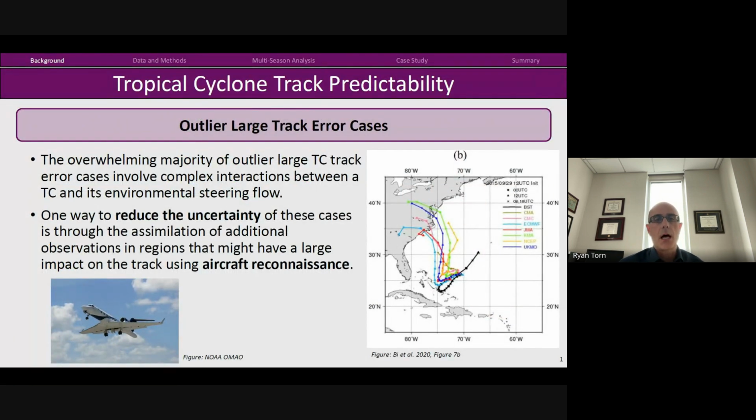So we know that a lot of these big error cases are often cases with complex interactions of the storm with the steering flow. We've talked a little bit about them. So one way to reduce those uncertainties is to be sampling them, taking more observations in the regions of them, which hopefully will then have a big impact on the subsequent forecast.